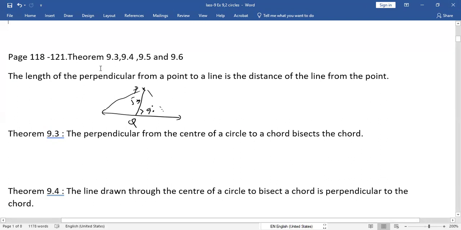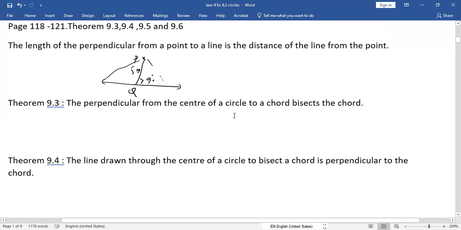The length of the perpendicular from a point to a line is the distance of the line from the point. And distance of a line from the point means that is perpendicular. Smaller distance, that is perpendicular, 90 degrees. The perpendicular from the center of a circle to a chord bisects the chord. I explained what is perpendicular.